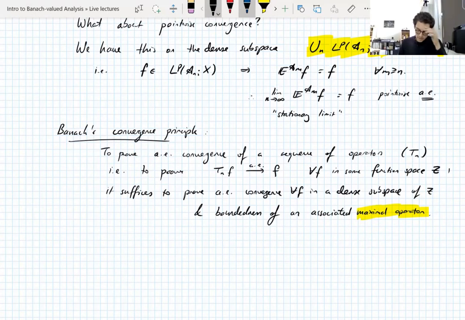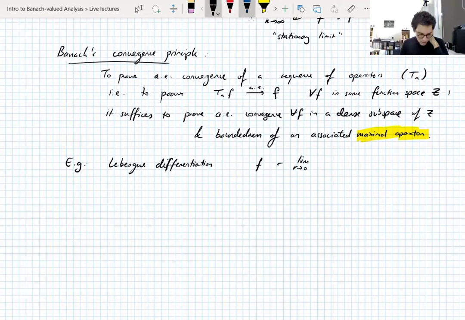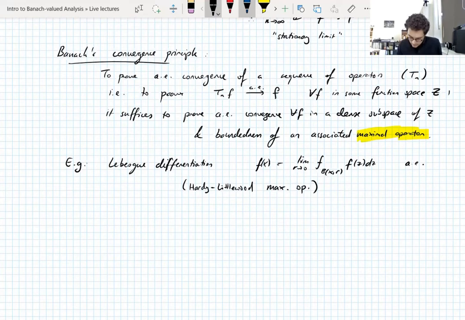So some examples of this convergence principle that you'd already know. You have the Lebesgue differentiation theorem, which says that you can write a function f(x) as the limit as r goes to zero of the averages over balls of radius r of the function f(z) dz, almost everywhere. This classic result in measure theory. The way you prove this is you prove it on a dense subspace. You prove it on Schwartz functions, for example, where the limit's easy to show. And the associated maximal operator is the Hardy-Littlewood maximal operator. And this is Mf(x), the supremum over r greater than zero of this average.